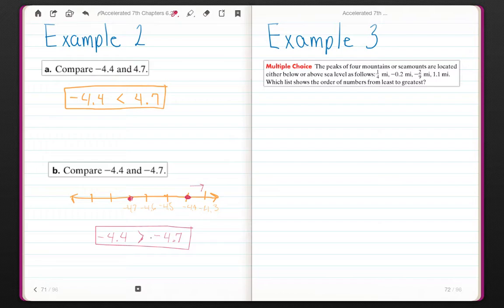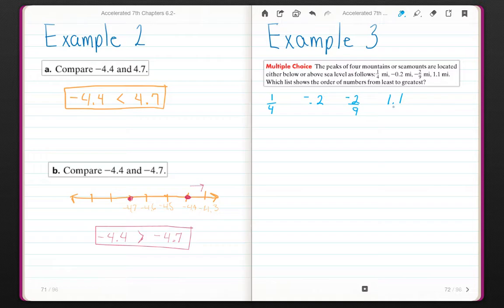Alright, so let's apply using this to 4 mountain peaks. The peaks of 4 mountains, or seamounts, are located either below or above sea level as follows. 1/4 of a mile, -2/10 of a mile, -2/9 of a mile, and 1.1 miles. Which list shows the order of numbers from least to greatest? So step 1, I'm just going to write them down. I have 1/4, I have -0.2, I have -2/9, and I have 1.1.